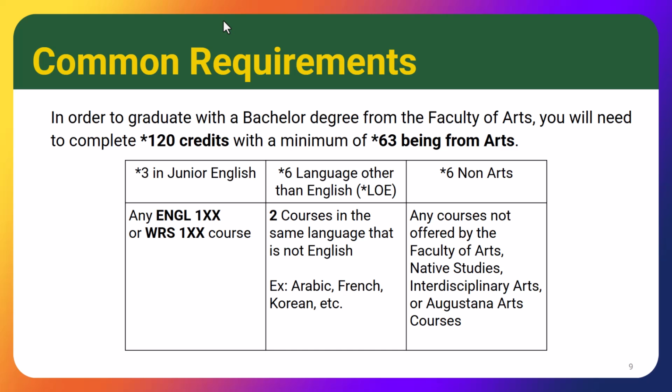In addition, we also require students to take some breadth courses, and that comes in the form of non-arts classes. So these are 2 courses that are not offered by the Faculty of Arts: Native Studies, Interdisciplinary Arts, or Augustana Arts courses. Anything outside of those will satisfy these 2 courses or 6 credits in non-arts.